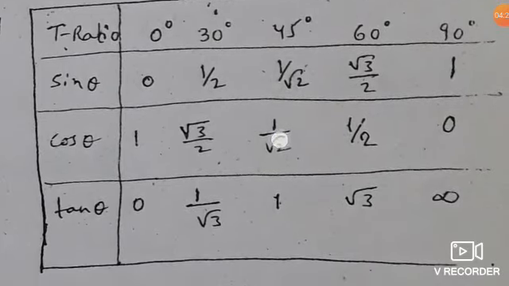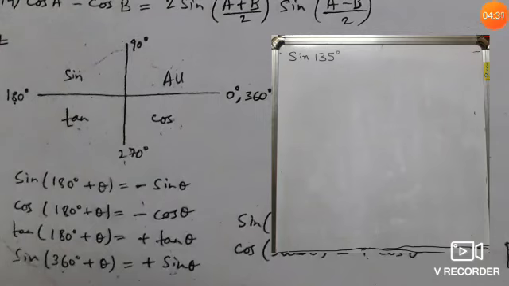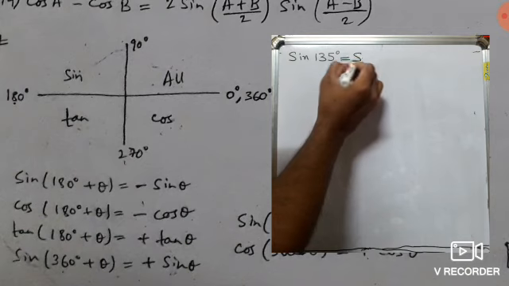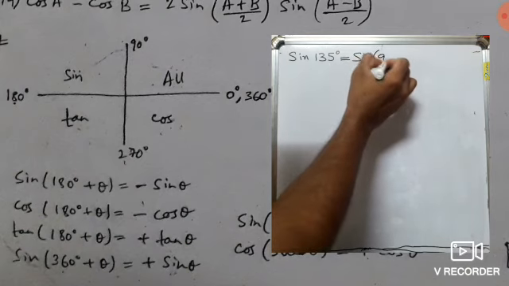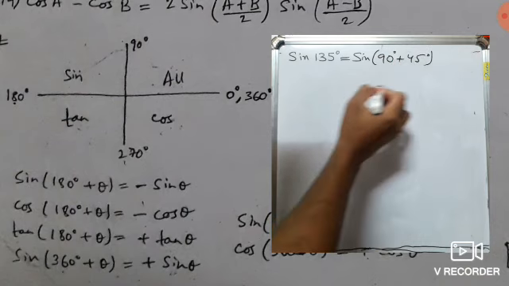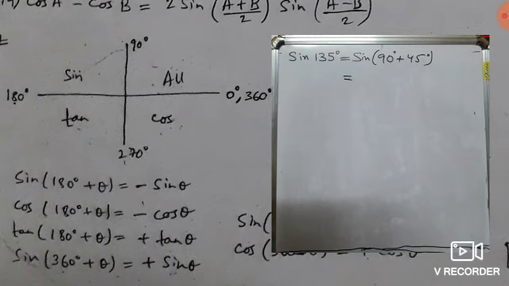But when you are asked to find out the value of sin 135 degree, then what will you do? These are called allied angles, 135 degree. How will you find out the value of sin 135 degree? You have to break sin 135 degree into sin of 90 degree plus 45 degree. So what will it give? You can see this in the picture.